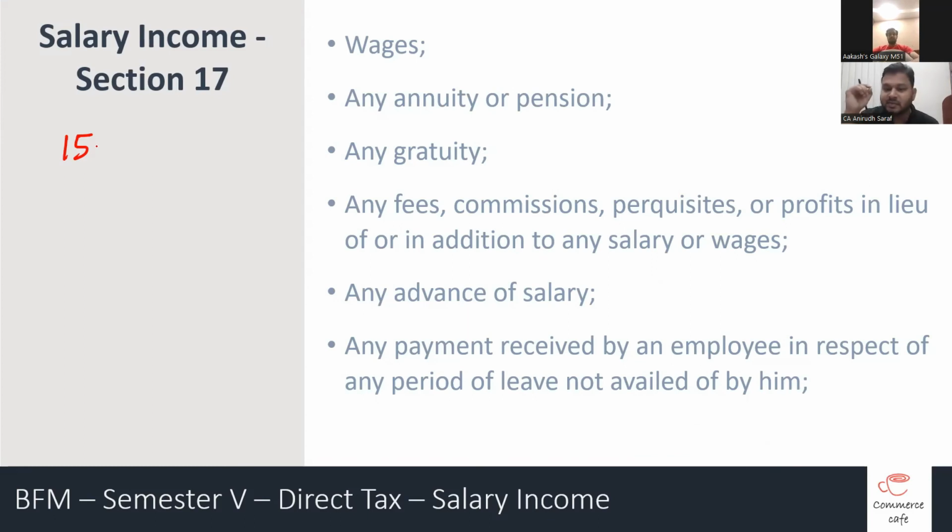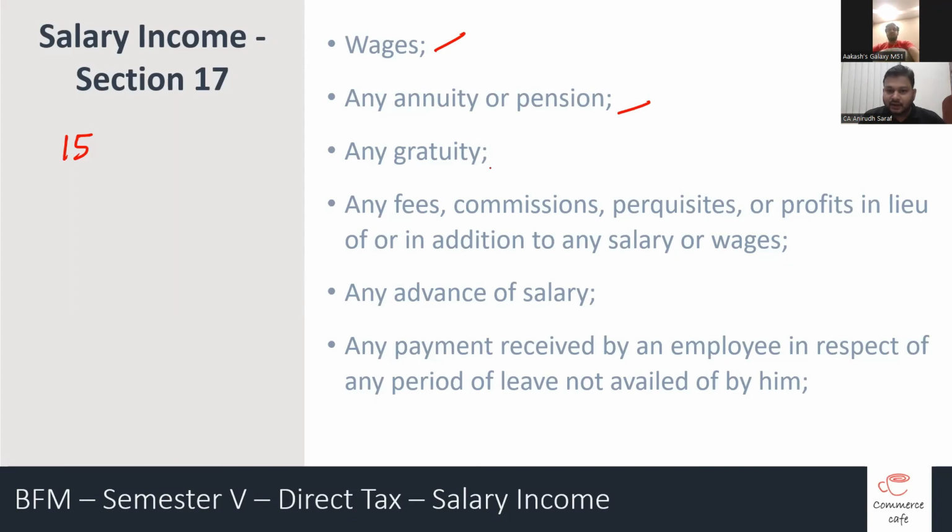Now, section 17 specifically tells you a few other things that must be included in salary. So what are they? Wages are also treated as salary. Any annuity or pension. Annuity means annual payments or regular payments. Sometimes there are these schemes in companies that after you retire, every month or every year you will get a certain amount. That is called an annuity or a pension.